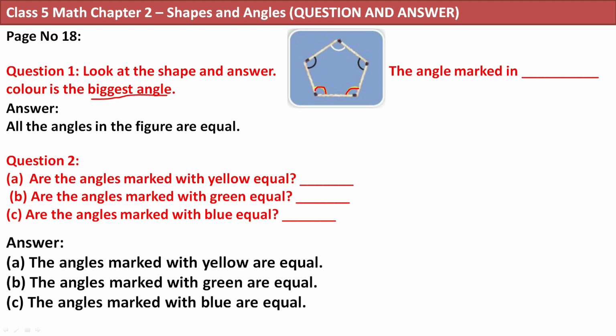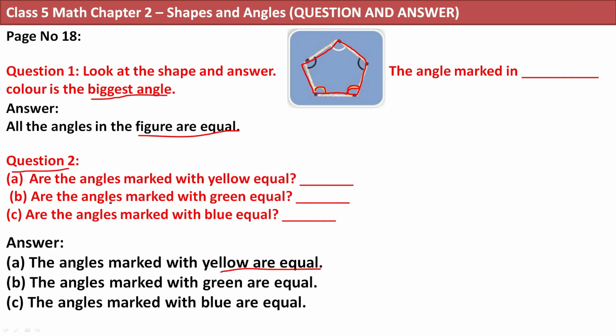Here in this pentagon, you can see a 5-sided shape. There are 5 angles. All the angles in the shape are equal only. Question number 2. Are the angles marked with yellow equal? Here you can find the yellow color angles. Is it equal? Yes, the angles marked with yellow are equal.